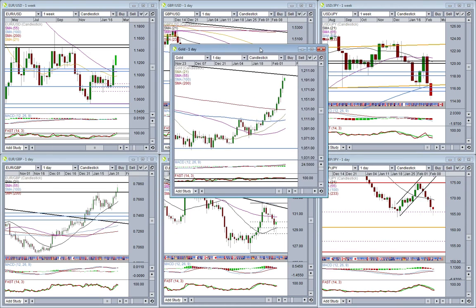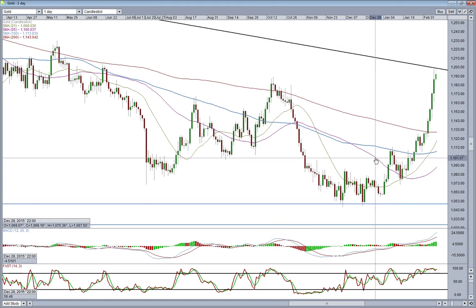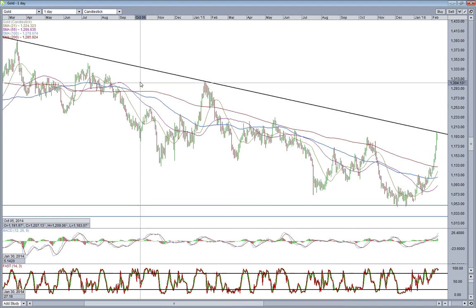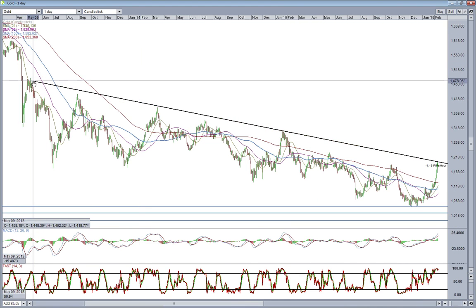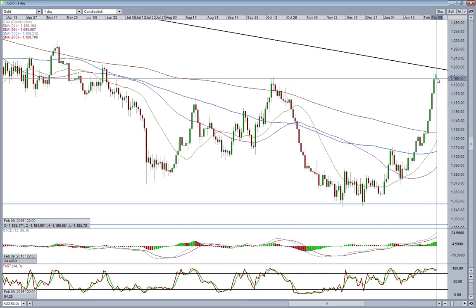Moving on to commodities next, and I just wanted to highlight two commodities for you, gold and silver. Starting with gold, what's interesting here is the fact that we've got this longer term descending trend line again. This dates back to May of 2013. It's been tested on a couple of occasions, and it's been tested on a fourth once again.